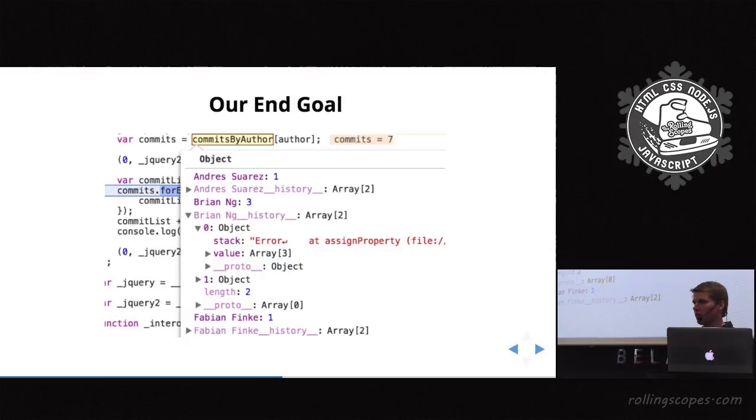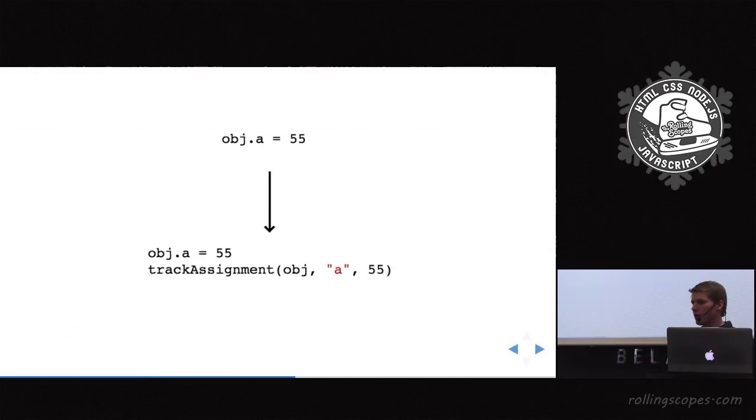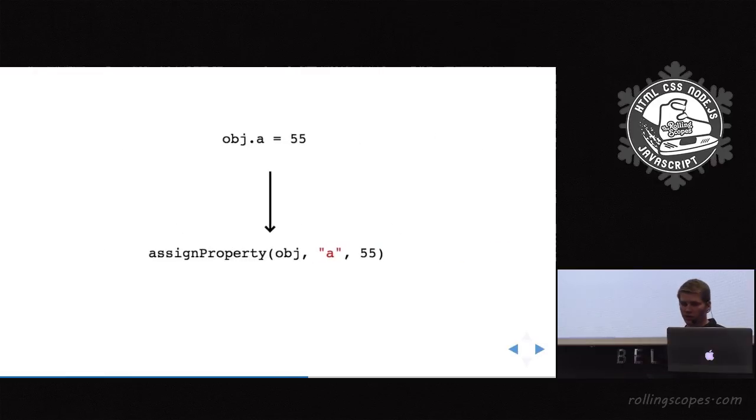To build this, for every assignment, I actually have to also have separate code that runs to do the tracking, to create this new history entry for this particular object. I could do it by just calling track assignment after the assignment itself, but to implement it, it's actually simpler if we just do assign property and do the assignment in there and do the tracking of the history in there as well.